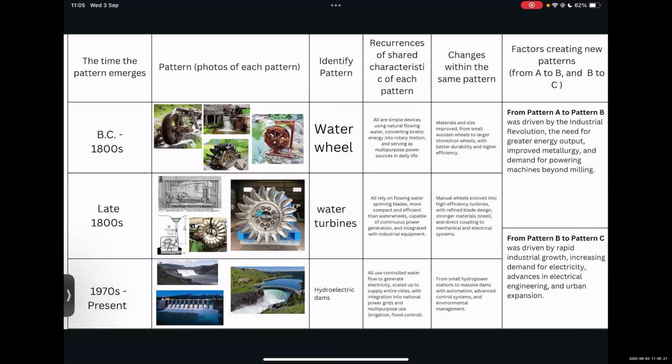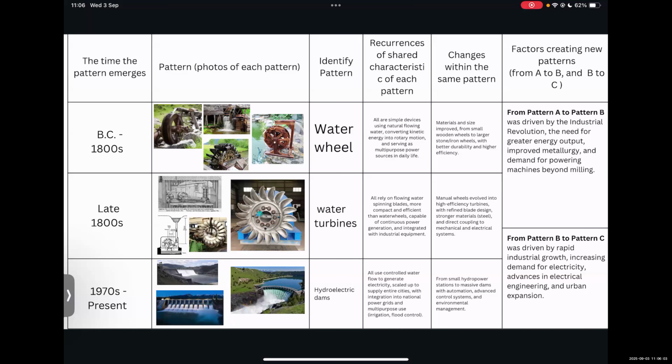I choose hydropower. In pattern one, in ancient times, people used water wheels. They let water flow turn large wooden or stone wheels. That spinning motion created mechanical energy used for grinding grain and lifting water. People wanted to use natural energy instead of human and animal power. They noticed flowing water could do useful work, so they created the water wheel.